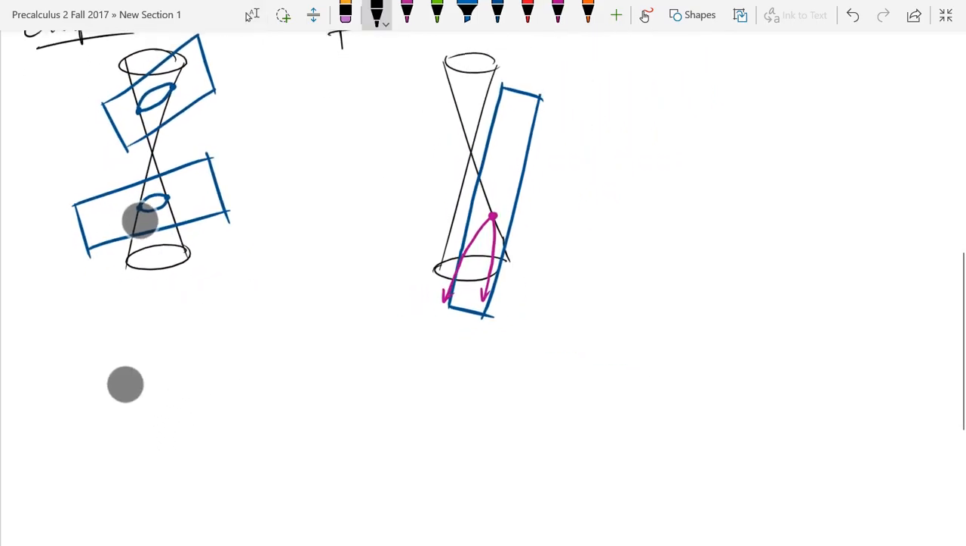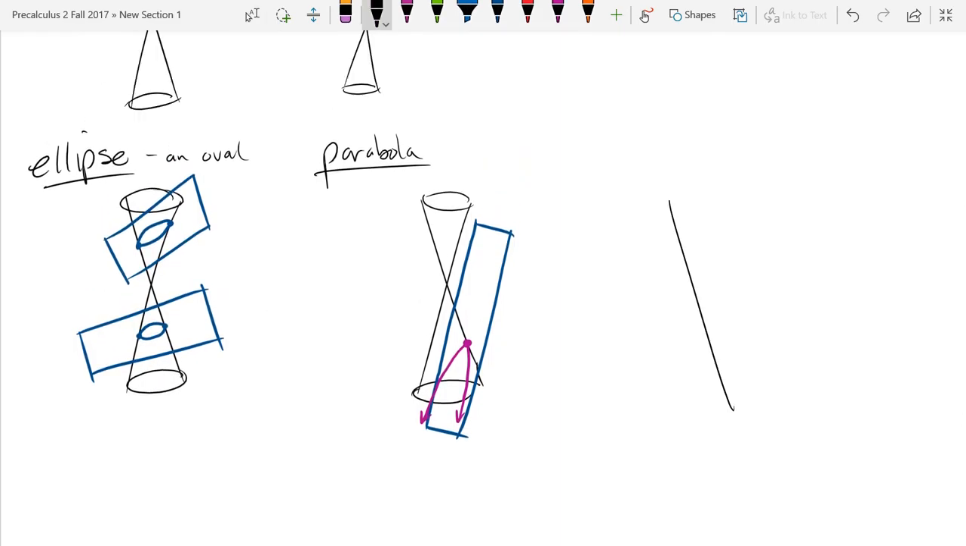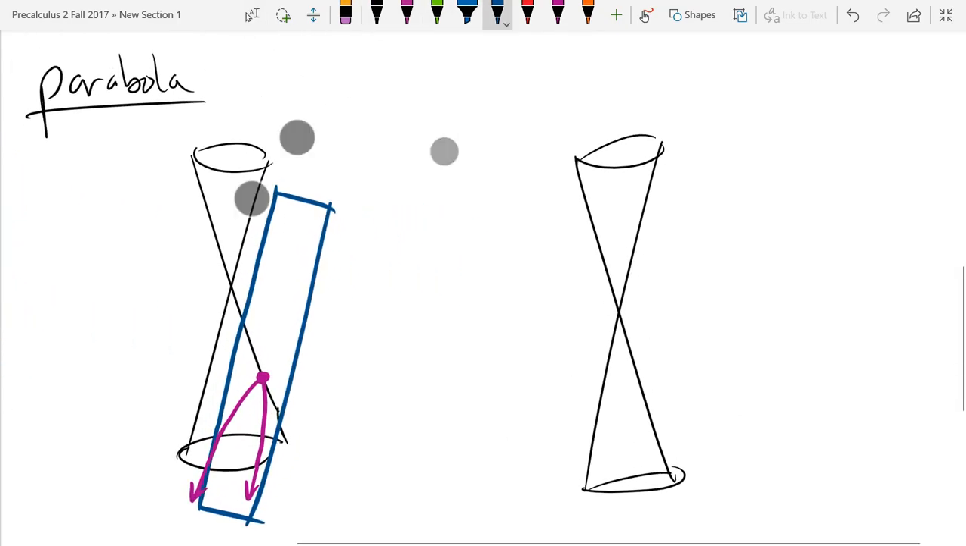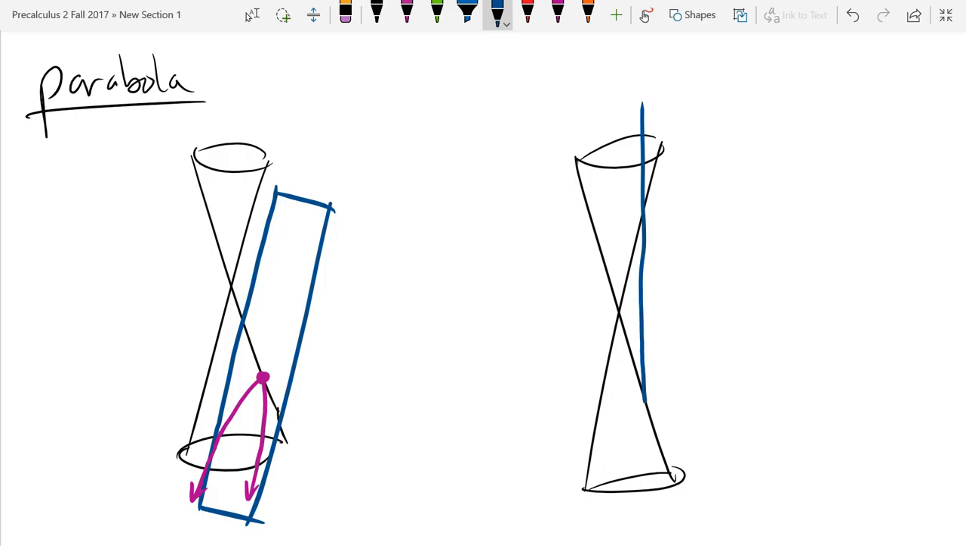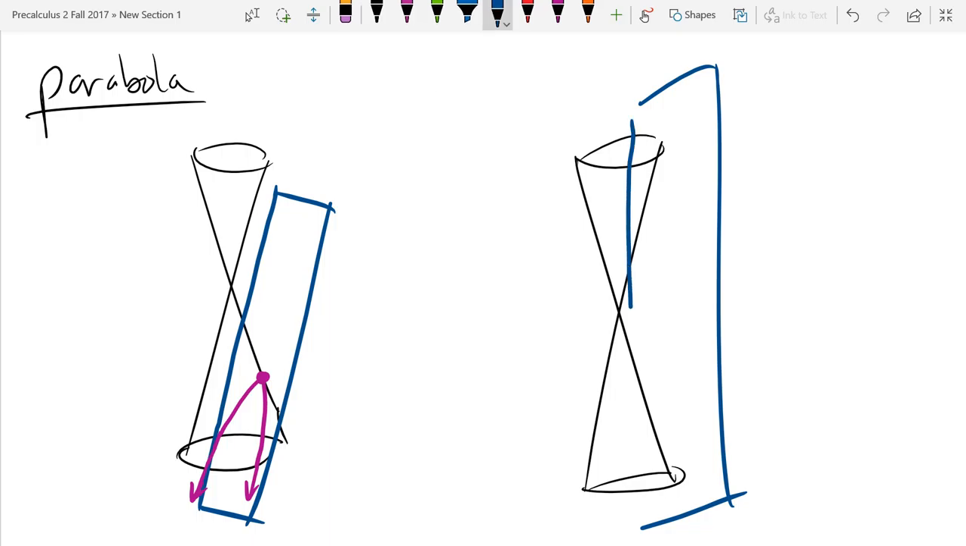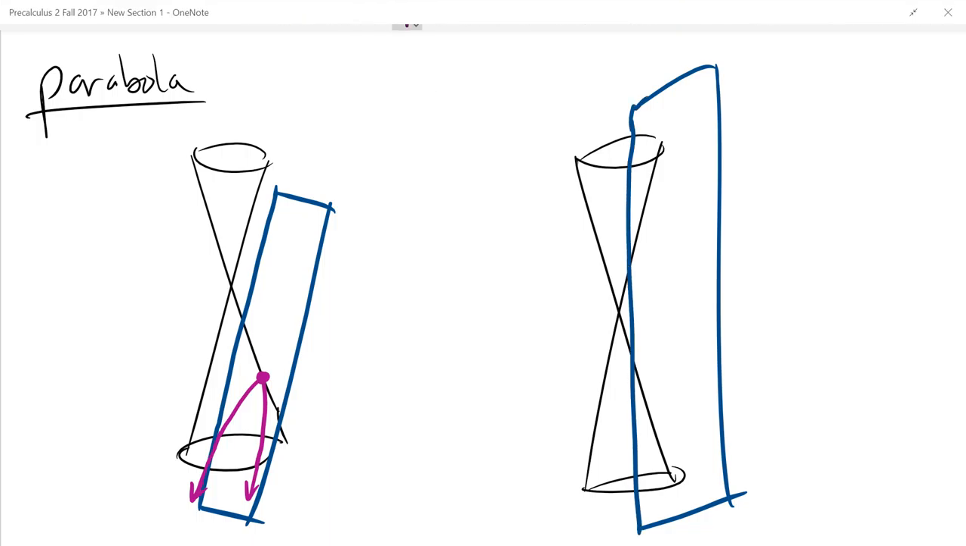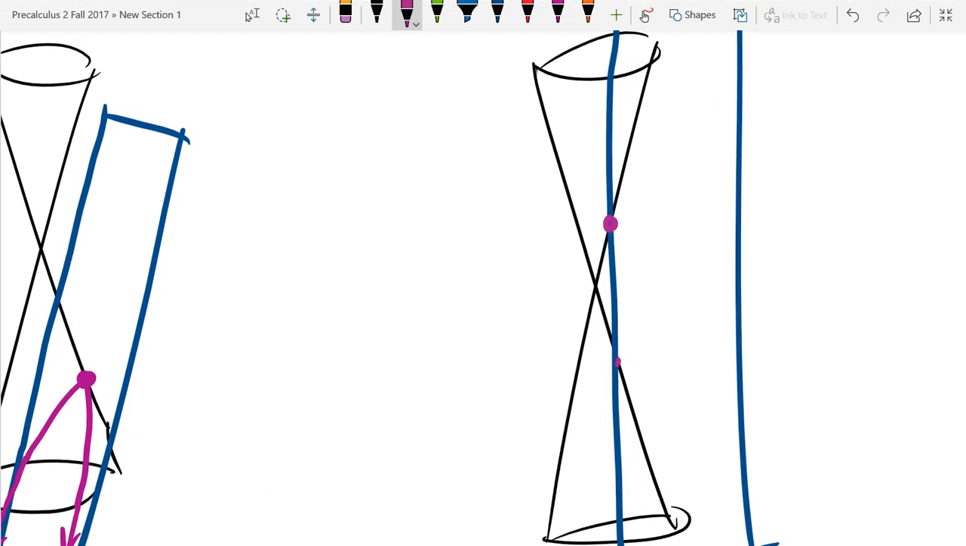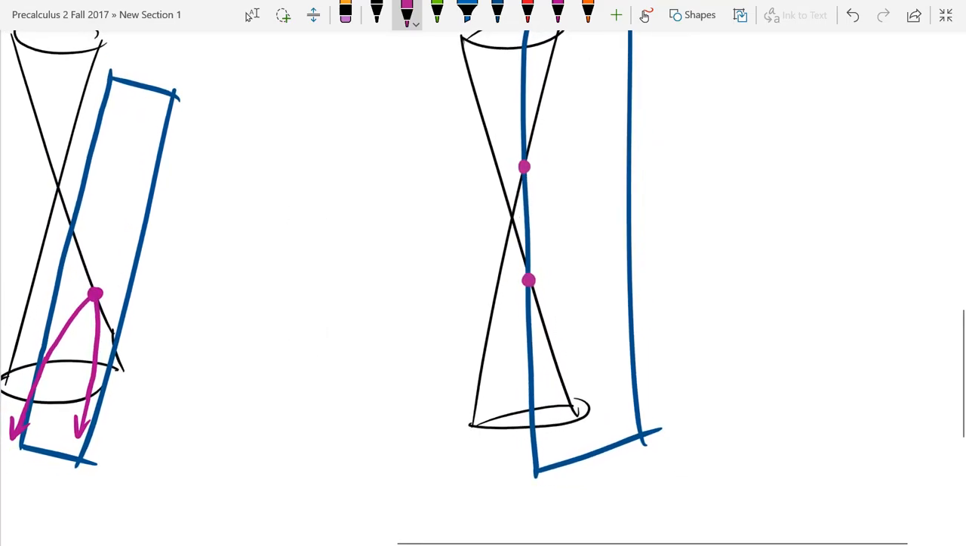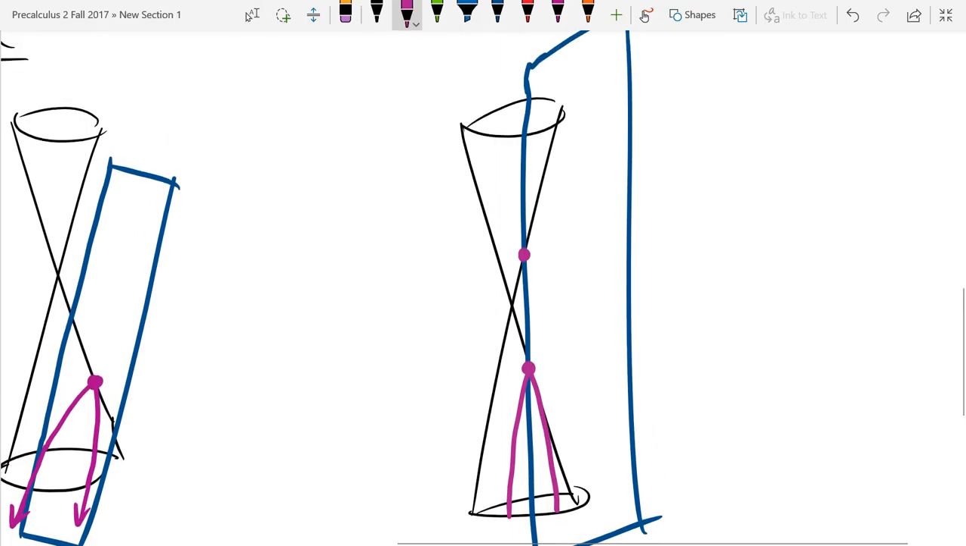All right, last one. We're going to tilt it even more. So our plane is going to be almost vertical. So I'll draw it very close to being vertical. And now there are two points where it intersects. This is going to form a shape that's very similar to a parabola, except it's going to look kind of like a double parabola. And these go on forever. So we'll put arrows at the ends.